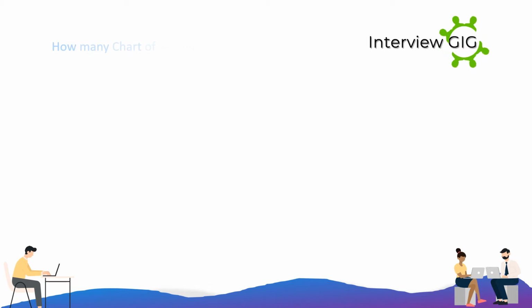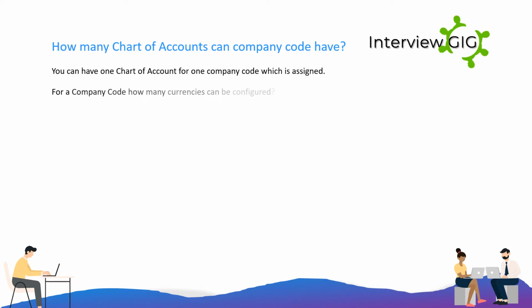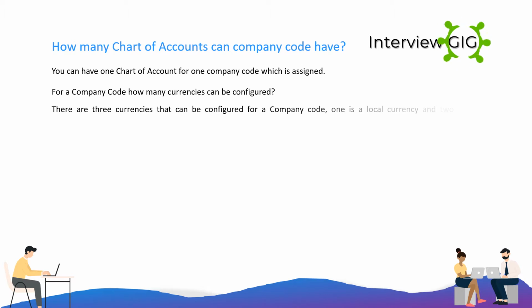How many chart of accounts can a company code have? You can have one chart of accounts for one company code which is assigned. For a company code, how many currencies can be configured? There are 3 currencies that can be configured for a company code. 1 is a local currency and 2 are the parallel currencies. Tell me something about account group.